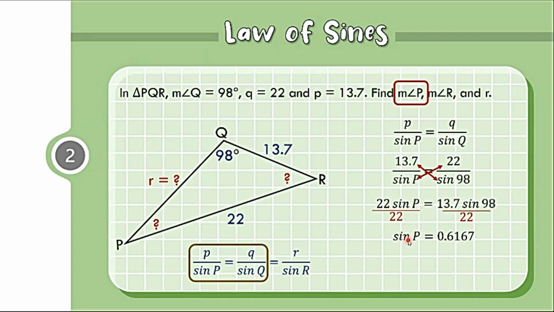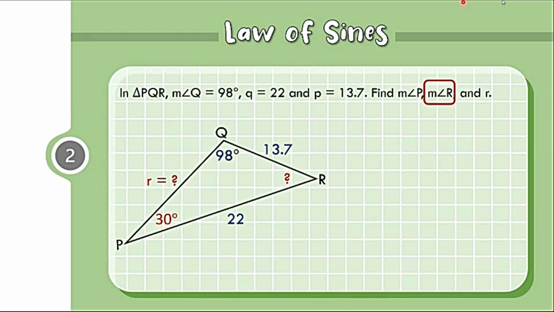We are asked to find the measure of angle P. Therefore, using your scientific calculator, let us find the angle whose sine value is equal to 0.6167. Simply press Shift, Sine, 0.6167 for us to get the arc sine of 0.6167. Therefore, the measure of angle P is equal to 30 degrees. So we already found here the measure of angle P. Let us now move on to finding the measure of angle R.